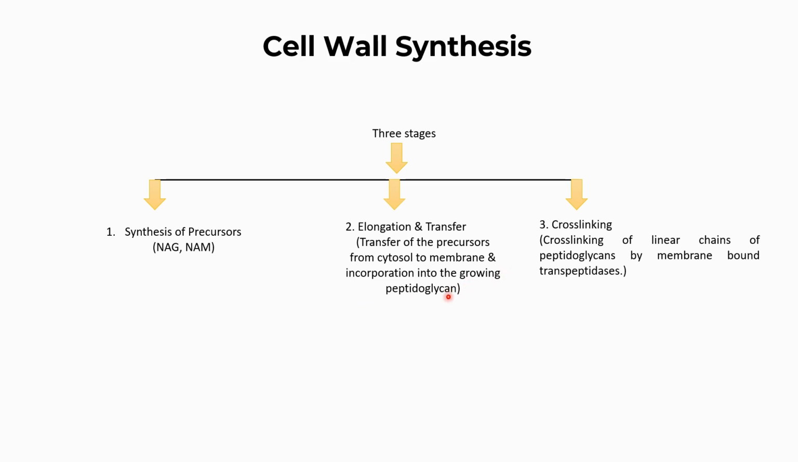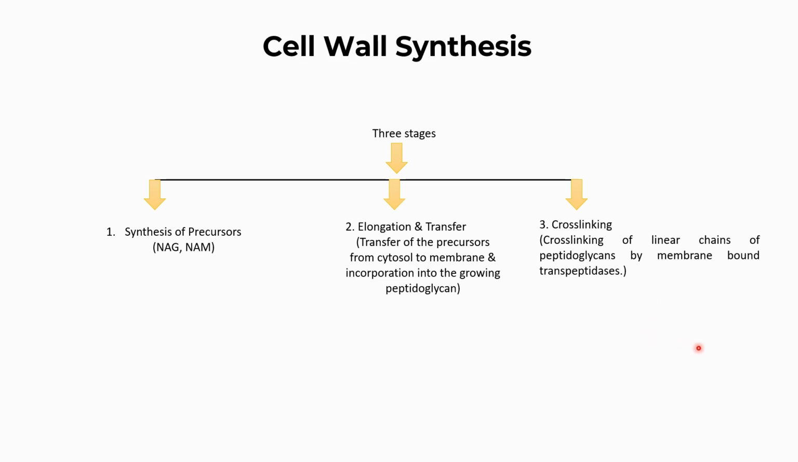After that, we have the second stage, the elongation and transfer stage, or we can also call it the membrane stage. In this second stage, the precursors formed in stage 1 are transported from the cytoplasm to the outer leaflet of the cell membrane. After that, we have the third stage, the cross-linking of peptidoglycan chains, or the extracellular stage. This is the final stage.